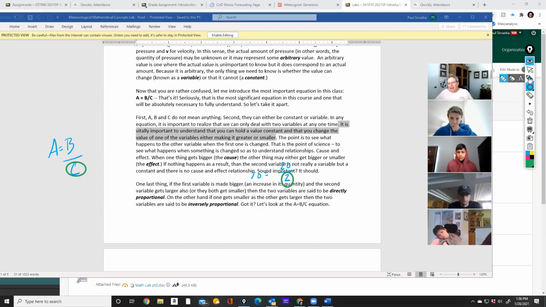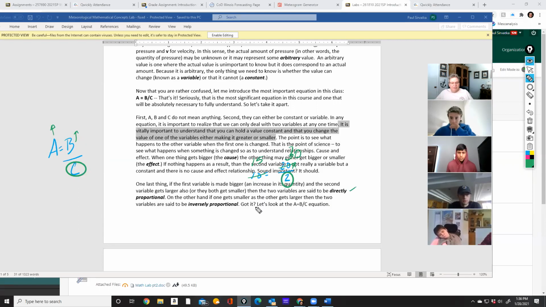Now you change one of the other ones. So which one do you want to change? 10. Well, let's make this one, just because it might be easier. 20. Let's make that 30. Okay, so what's 30 divided by 2? 15. So 20 got larger, 10 got larger. So that means as this variable, B, gets larger, A gets larger also. That's directly proportional.